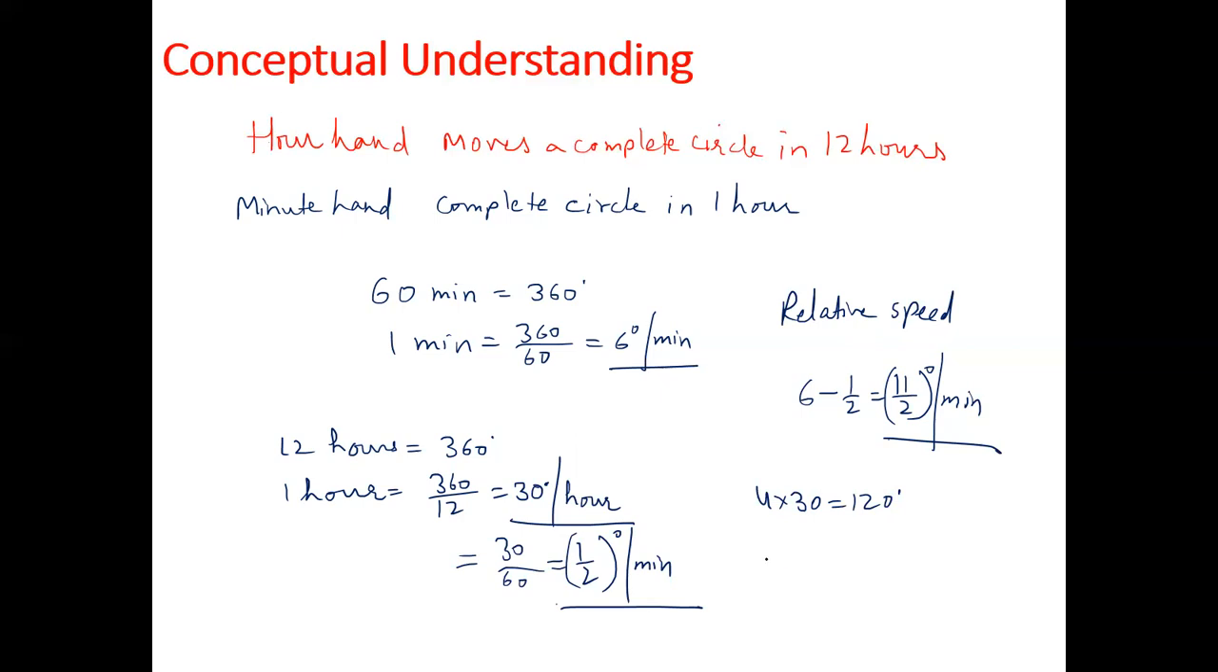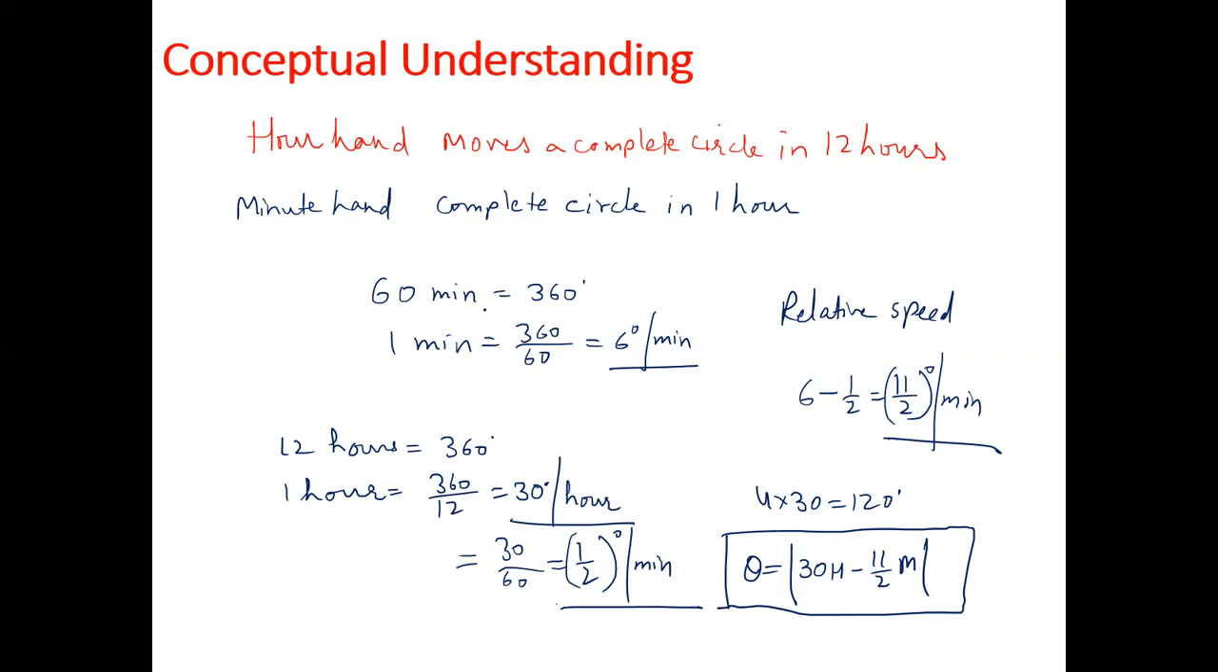So we can say that the angle between them is 30h minus 11 by 2m. And if you remember this formula, you can solve any question of clock. Let's see how we can use this formula. Theta is equal to 30h minus 11 by 2m, where h is the hour, m is the minute. So at a particular time, h hours, m minutes, the angle between the two hands will be 30h minus 11 by 2m.